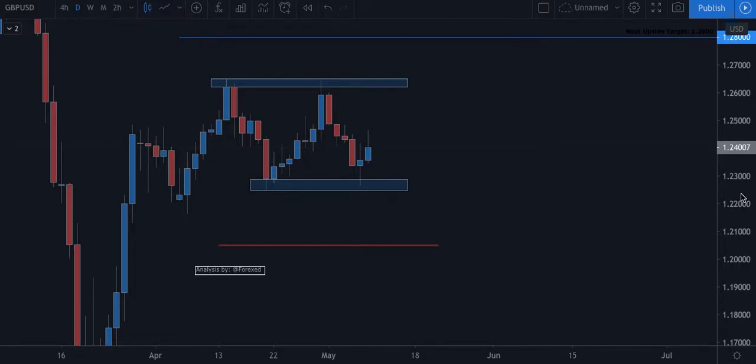The second setup I have for you guys is GBPUSD. On the daily time frame, there is no clear market structure. Instead, we're just moving sideways in a consolidation market. I've drawn on the level of resistance and the level of support.